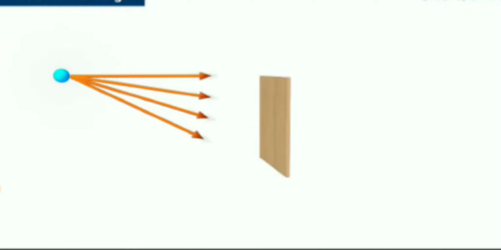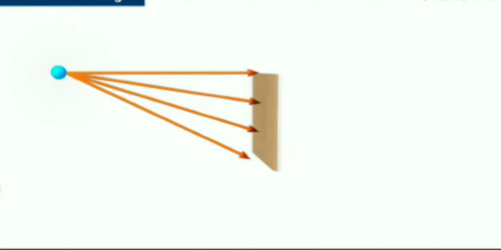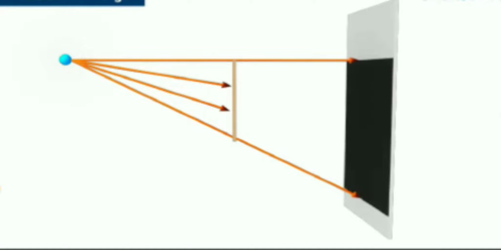Since the wavelength of visible light is much smaller than the dimensions of most of the obstacles it encounters, we usually do not observe any diffraction. If a screen is placed behind an opaque object, light from the point source travels in a straight line and forms a shadow on the screen.